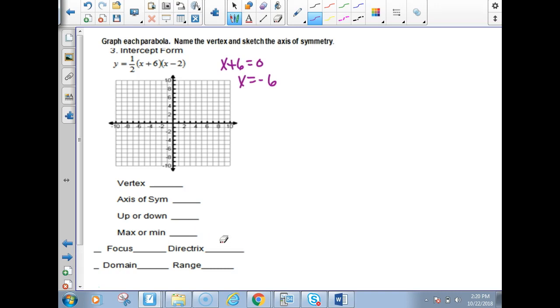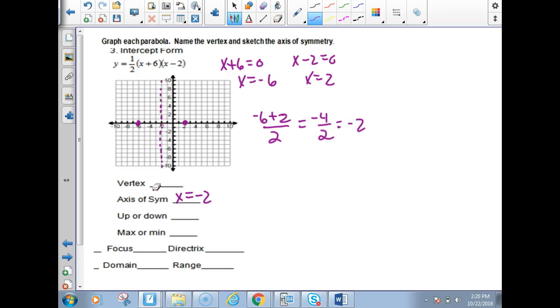equals negative 6. That is a point on the parabola. It is the x-intercept. x minus 2 equals 0 gives us x is positive 2. So these are x-intercepts. Now, to find the vertex, you need to average those to find the axis of symmetry in between. Negative 6 plus 2 divided by 2 would be negative 4 divided by 2, which is negative 2. So your axis of symmetry is x equals negative 2.